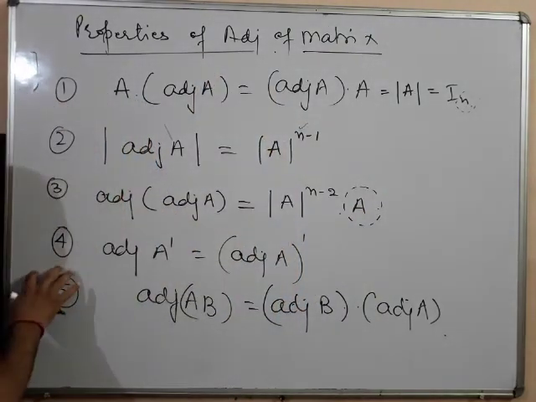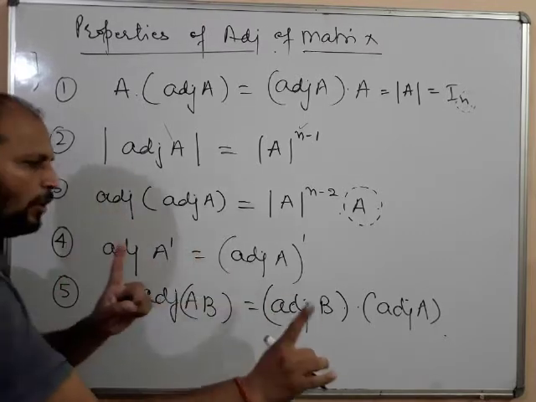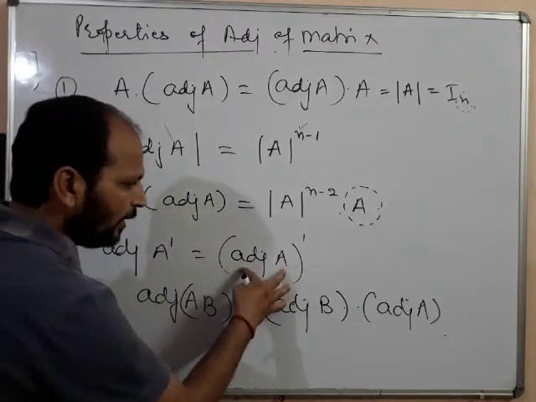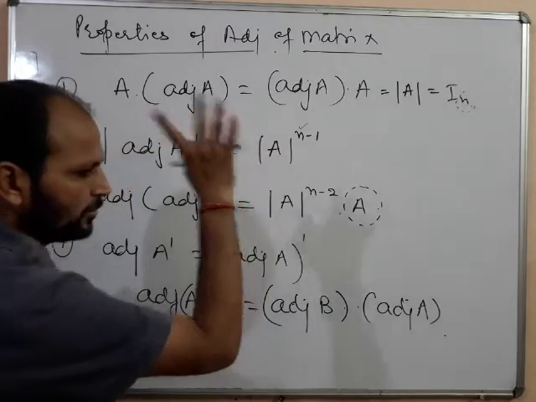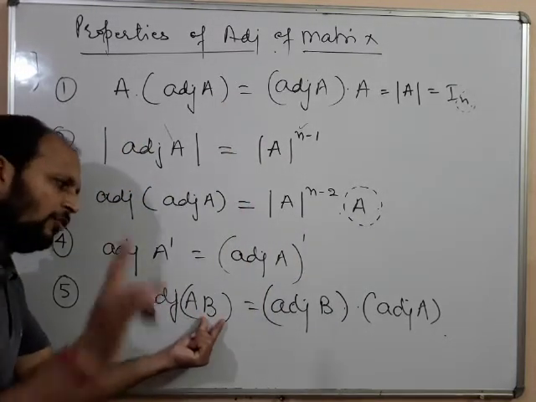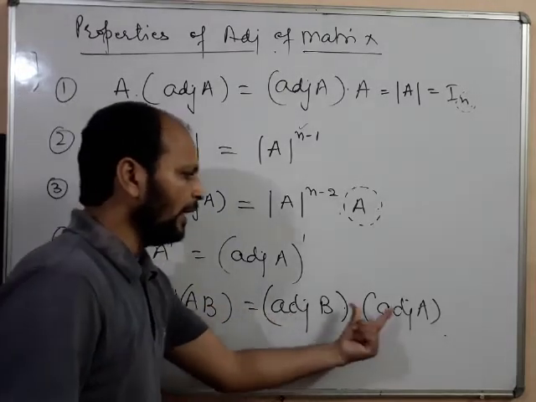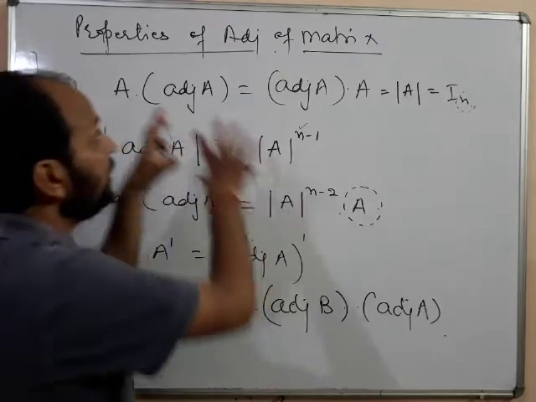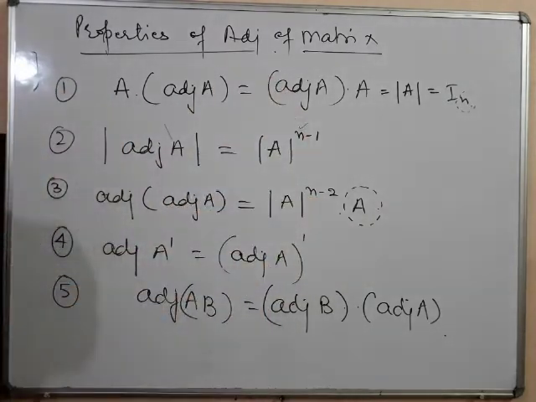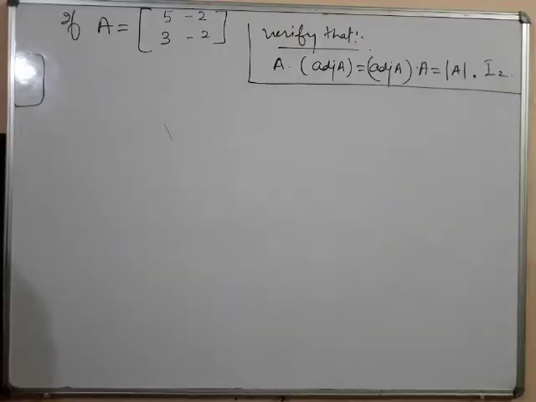Now if we take the adjoint of the transpose of A, that will be equal to the transpose of the adjoint of A. Now the adjoint of A into B will be equal to the adjoint of B into the adjoint of A. So these are the properties of the adjoint of the matrix on the basis of which we are going to solve some sums.